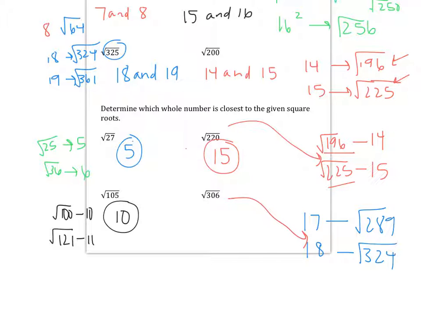Well, 306 minus 289 gives me 17 off, okay? And then 324 minus 306 is 18 off. So what is it closer to? Well, 17 off from 289 and 18 off from 324. So this would be closer to the whole number of 17 just by a very little bit. So actually, the square root of 306 is about 17.49, which is closer to 17 than it would be to 18.